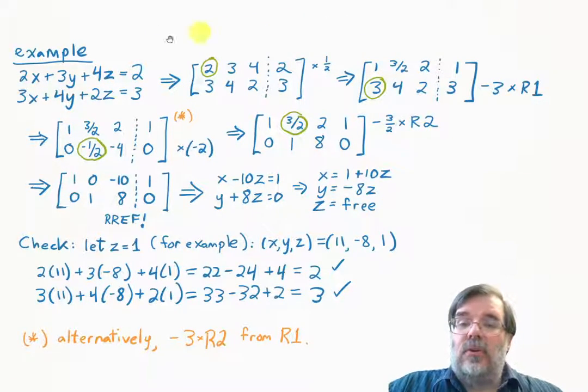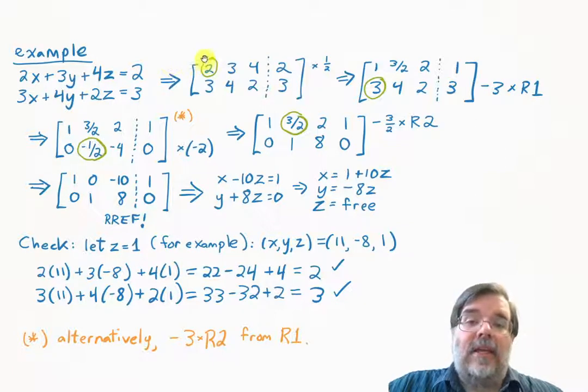So let's do another example. In this case, let's do 2 equations with 3 variables. So 2x plus 3y plus 4z equals 2. 3x plus 4y plus 2z equals 3. Since all the variables are lined up and the constants are on the right-hand side, we can read off these coefficients and create the augmented matrix: 2, 3, 4, 2, 3, 4, 2, 3.